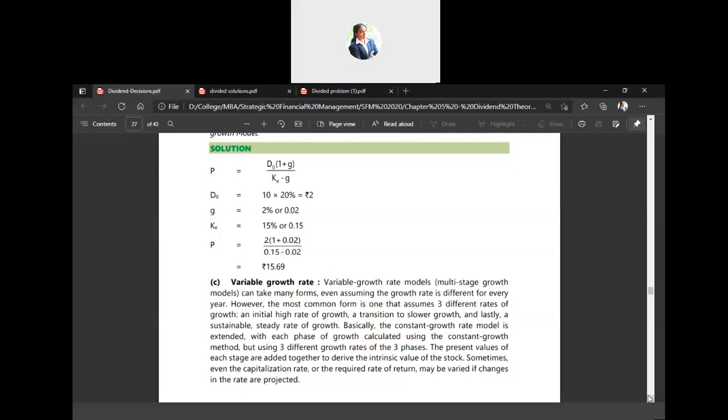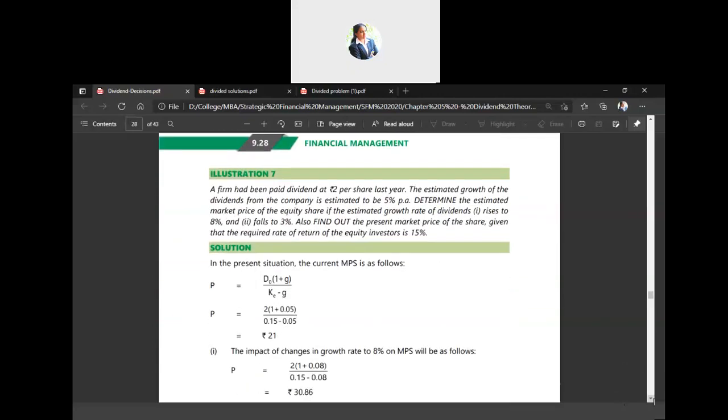Now speaking about this, there is one illustration that has been given. A firm has paid a dividend of rupees 2 per share for the last year. The estimated growth of the dividend from the company is 5% per annum. You are asked to determine the estimated market price of the equity share if the estimated growth rate of dividend rises to 8%, if it falls to 3%, and also find out the present market price of the share, given that the required rate of return of the equity investors is 15%.